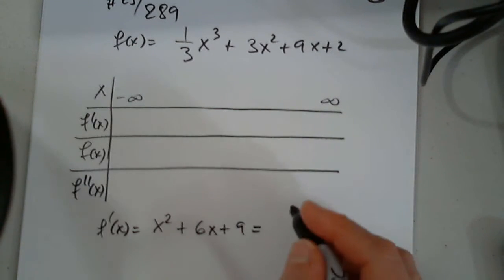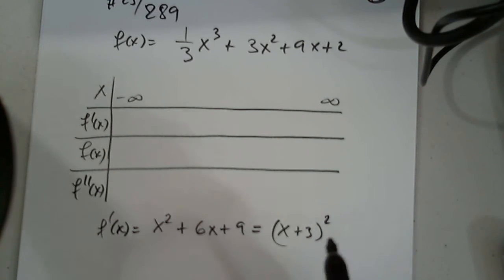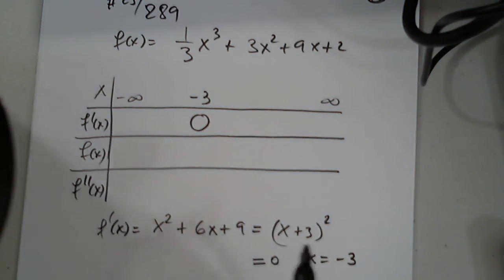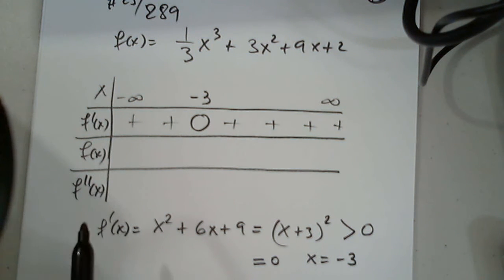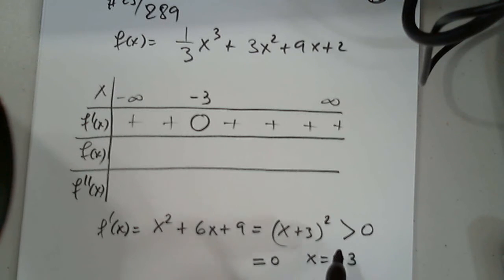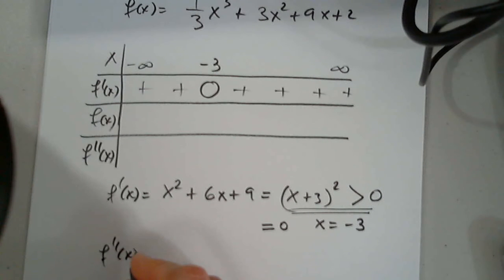This is really nice because I see that this is (x plus 3) squared. So it will be 0 when x is -3, but it will be always positive otherwise. Which means I have to make sure that the function is always increasing. When its derivative is positive, the function will always be increasing. Okay, let's look at the second derivative, which is 2x plus 6.